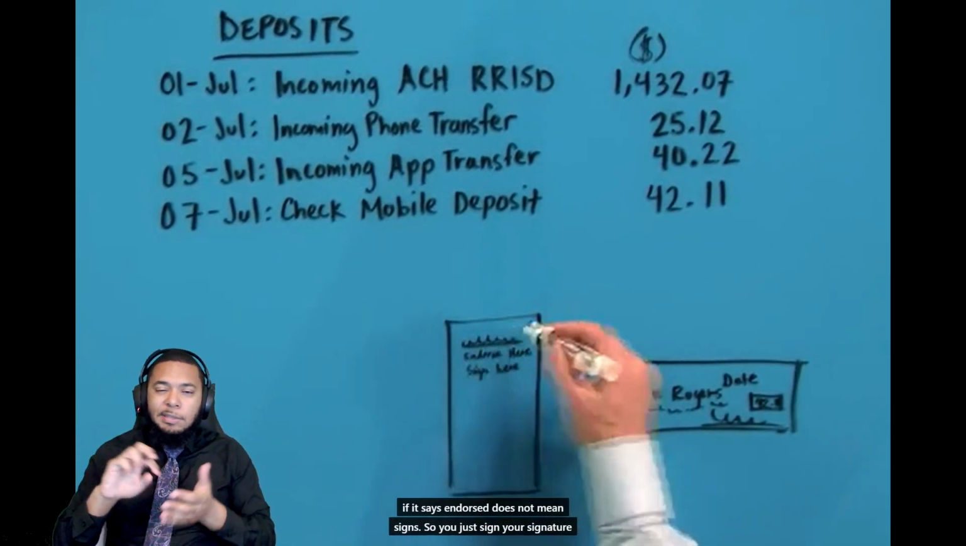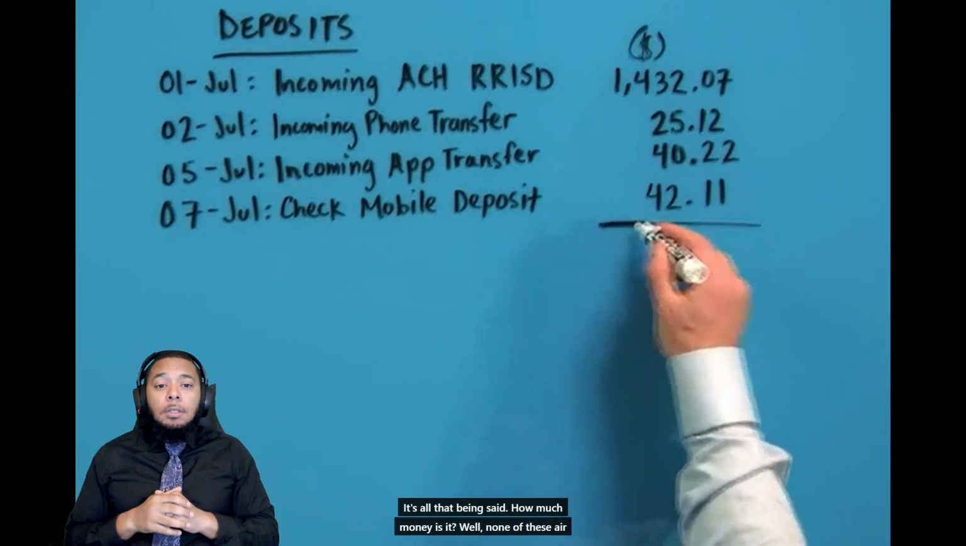So you just sign your signature, because if you don't endorse it or sign it, then it won't be accepted. You have to make sure that you're signing the back of the check. That's how you know that it's a done deal. So you'll take a picture of the front of the check with your phone, the back of a check with your phone, enter the amount, and then it will show up on your online banking statement as a deposit.